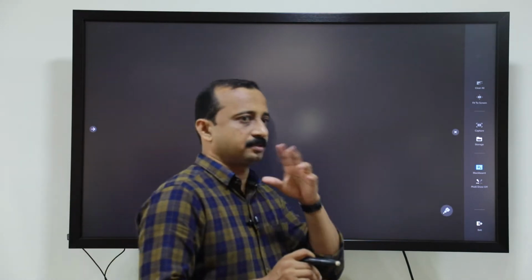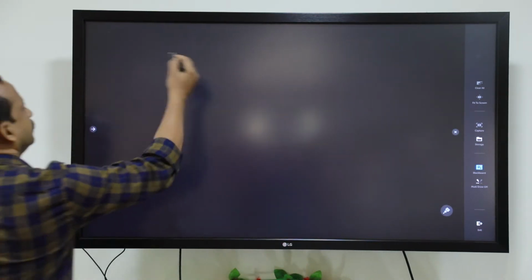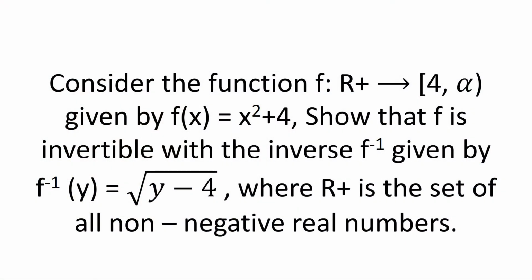Okay, let's start the video. Our next question: a function f from R plus to [4, infinity) defined by f of x equals x square plus 4. Show that f is invertible.